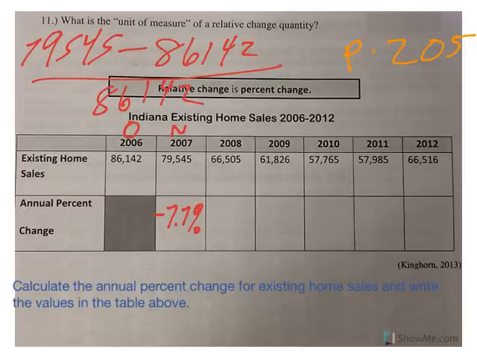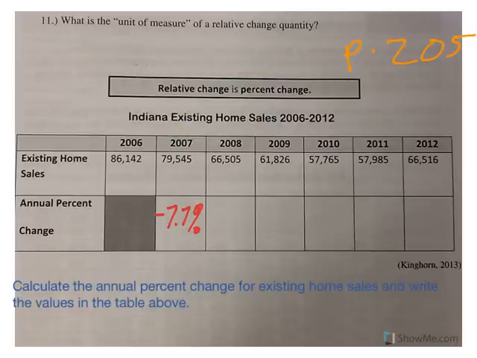Okay, and now I'm going to have you do the rest, but just for clarification purposes, remember when you go to 2008, 2008 is now new and 2007 is old. So those values are going to move over every time. So hit pause, finish the rest of this table, then come back and check your answers.